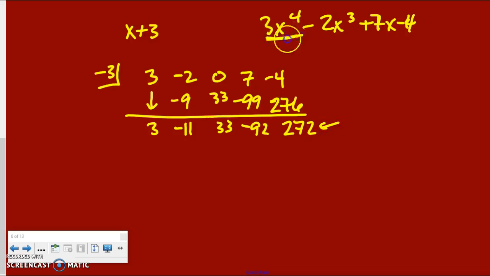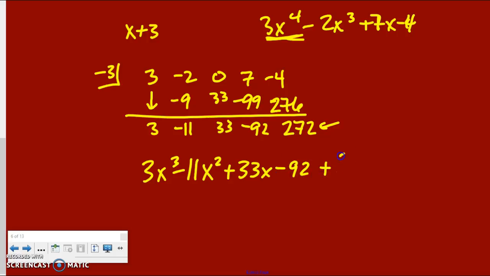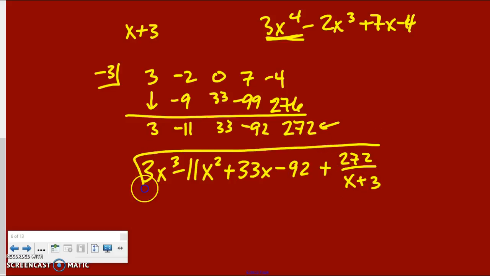Again, we started with an x to the 4th term. That means we have an x to the 3rd term in our answer. So 3x to the 3rd minus 11x squared plus 33x minus 92, plus our remainder, 272 over whatever we divided by, x plus 3. Synthetic division is so much easier than long division, but I just wanted to give you an example of that.